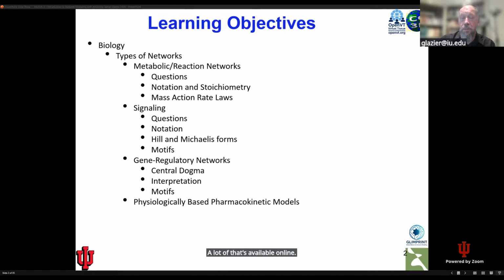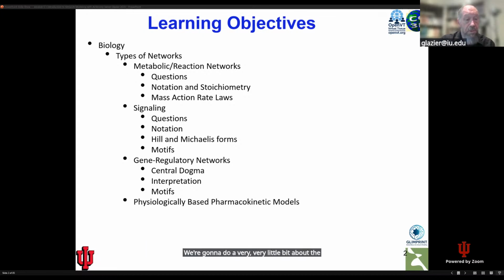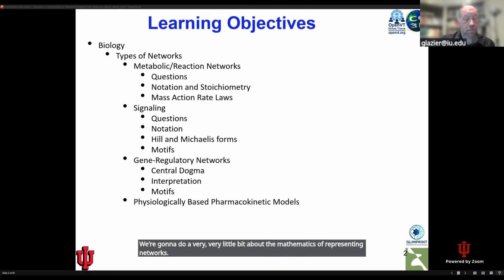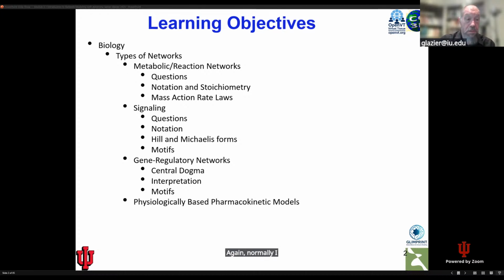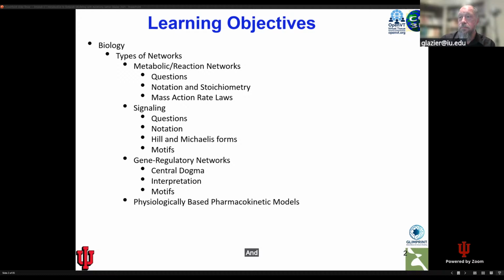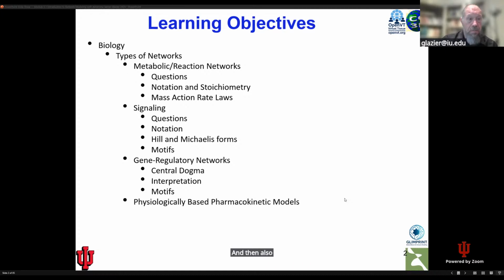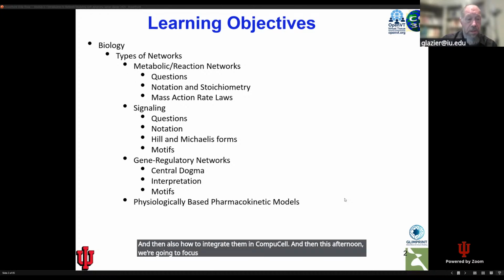We're going to talk a little bit about the kinds of networks that exist. We're going to do a very, very little bit about the mathematics of representing networks. Again, normally I teach a full semester course on this, so trying to do it in 2 hours is a little tough. But I'll give you a flavor, and then we're going to dive into how to actually implement networks with Tellurium, Antimony, and then also how to integrate them in CompuCell. And then this afternoon, we're going to focus on multi-cell integration of networks.